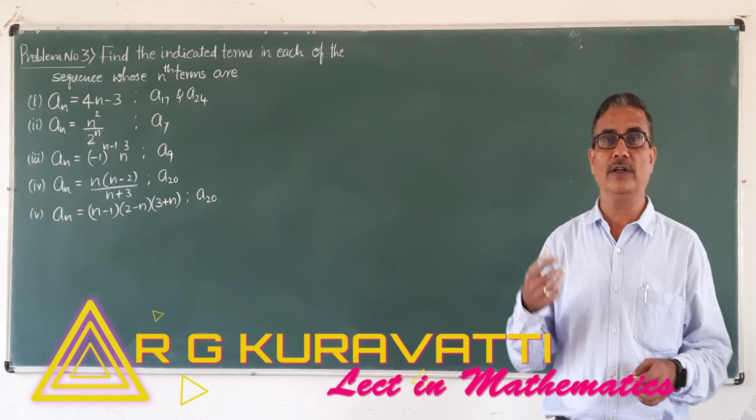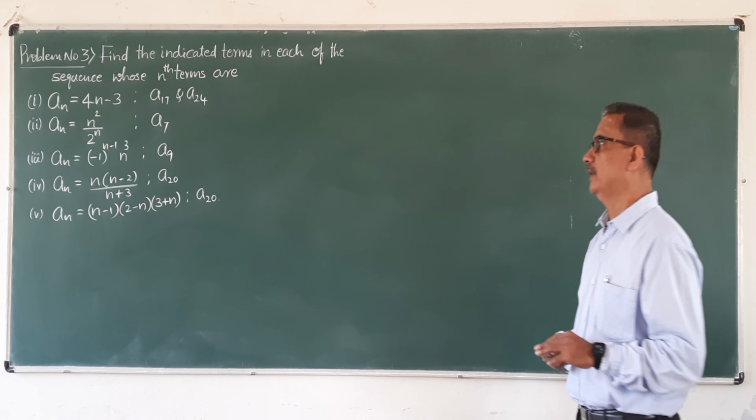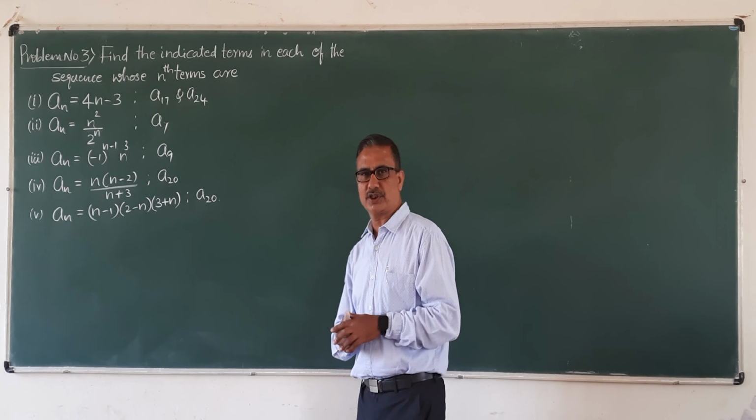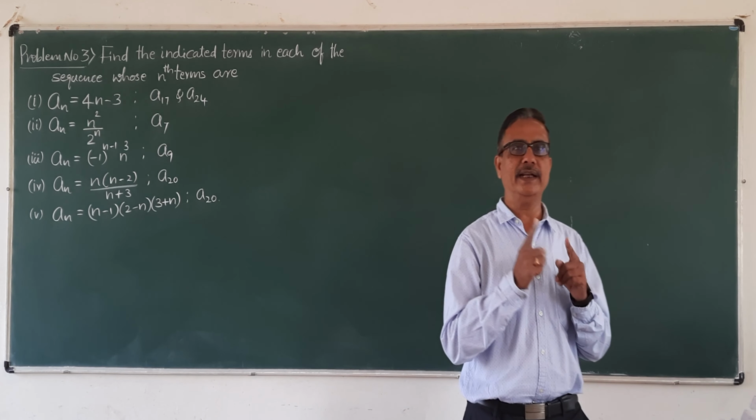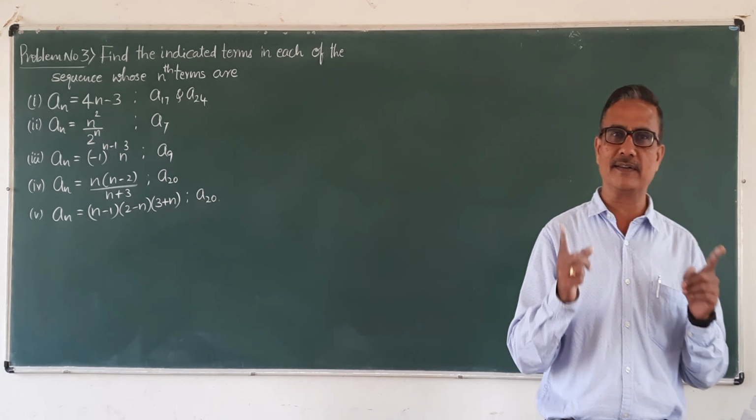Then there are two different types of progressions, namely arithmetic progression and geometric progression. Now, define arithmetic progression. The difference between any two consecutive terms is always constant. That is known as arithmetic progression. That constant is called the common difference and it is denoted by the small letter d.